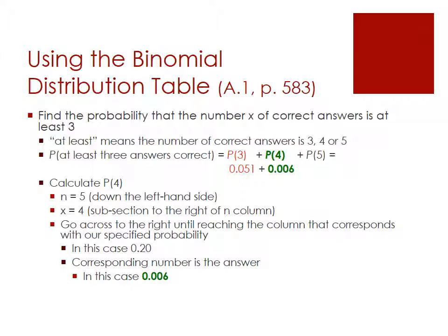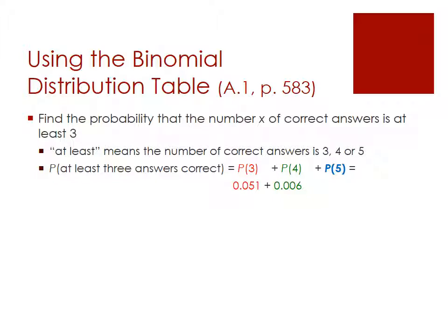Okay, so you would go again down to n equals 5, because remember we've still got 5 questions that we're asking about here, the total of 5 possible questions. Now we're looking for x of 4, so we're solving for the probability of 4. You go across to the right until you reach the column that corresponds with our specified probability of 0.20, and the corresponding number here is 0.006. So I'm going to plug that into my formula.